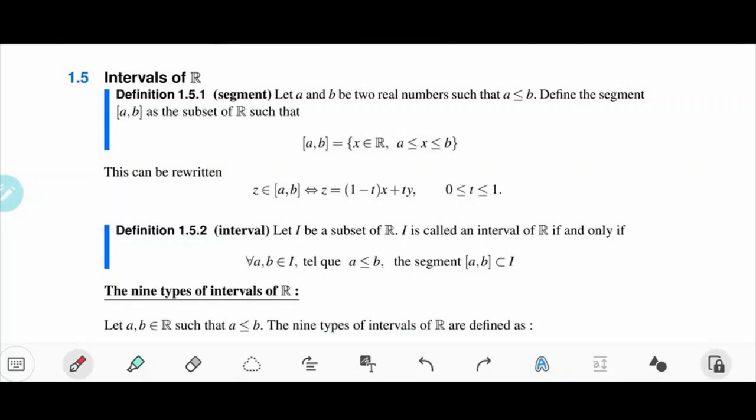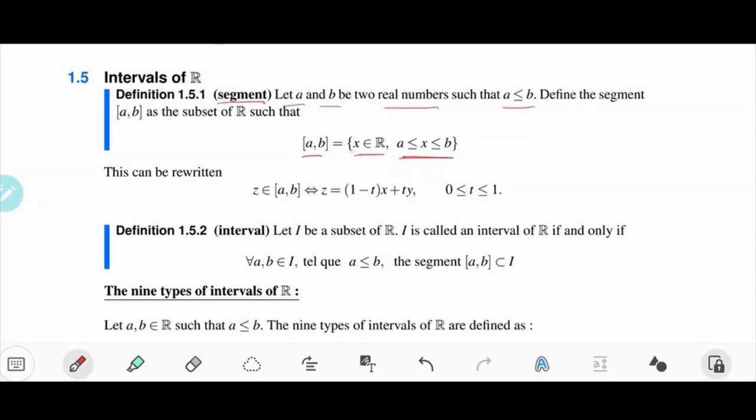If we go to the course, I will define the segment. So the segment first is defined as follows. If we take two numbers A and B, two real numbers, such that A is less or equal to B, then [A, B] is all the numbers x such that x is between A and B.